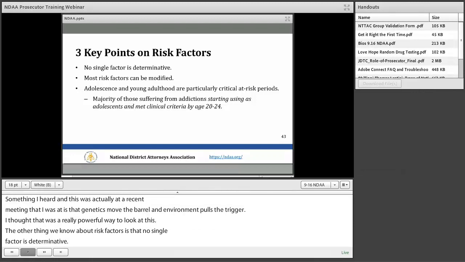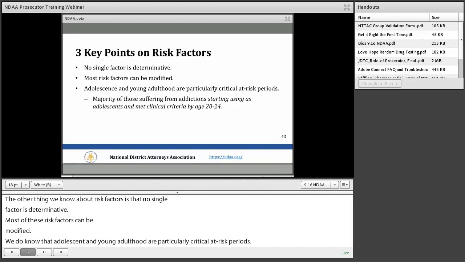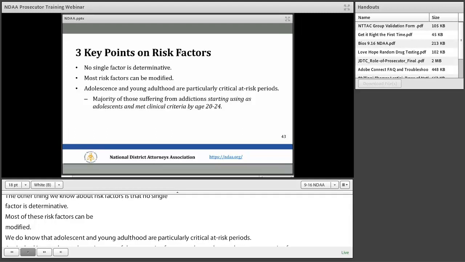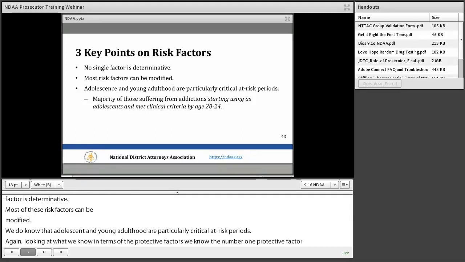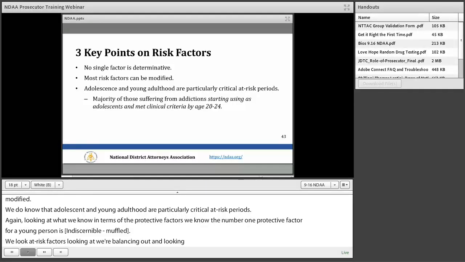And again, looking at what we know in terms of the protective factors, we know the number one protective factor for a young person is a caring adult. So when we look at the risk factors, also making sure that we're balancing out and looking at protective factors. So what are those pro-social things we can do at an individual level, at a social level, and at a community level?